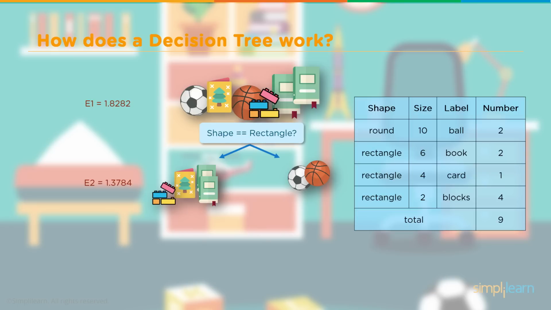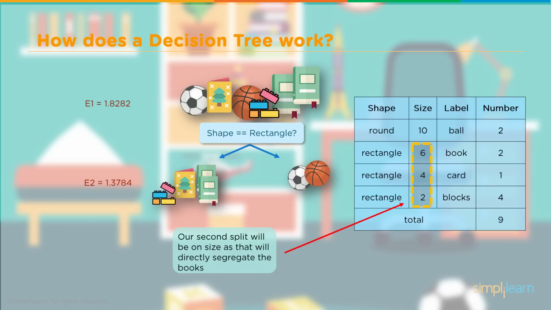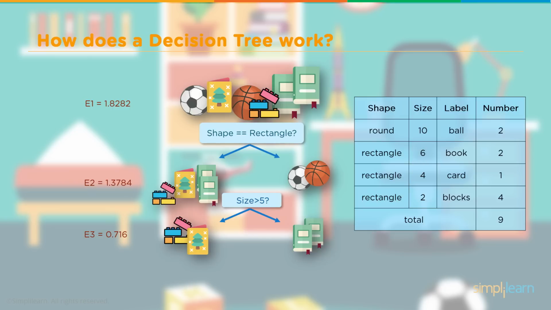And so when we compute that, we end up with E2, which is all of our rectangles, and then we have a leaf node, which is the balls. With our E2, we see that 1.3784 is much less than the 1.8282. And so our second split will be on the size, as that will directly segregate the books. If the size is greater than 5, all the books go to one side, while the cards and the blocks go to the other. And again, we have our E3, which equals 0.716, which is considerably less than 1.3784. So our entropy is dropping each time we do a split.